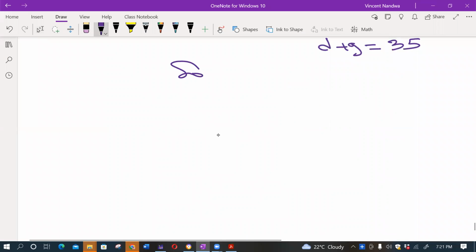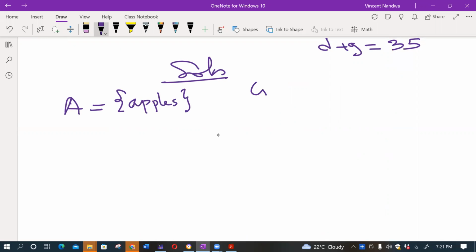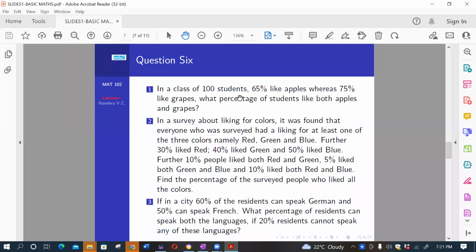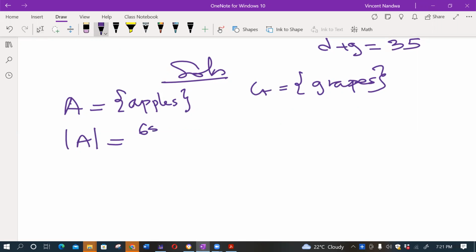Solution. So we can let A be the set of those who like apples, and then G, those who like grapes. So the cardinality of those who like apples from the equation is clear that 65% like apples. So cardinality of A is 65% of the total number, which is 100. So the answer is 65.